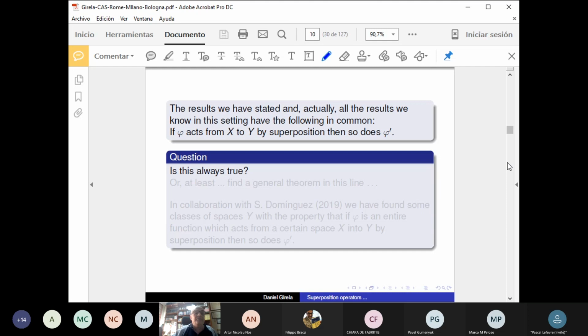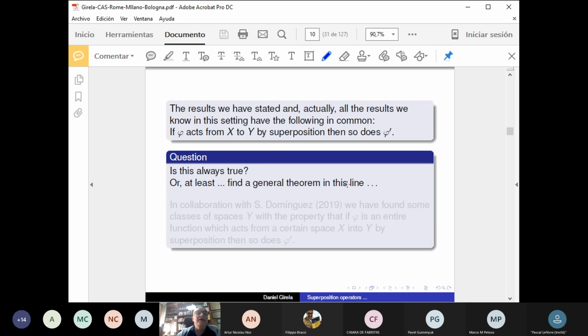So this is the question that, after this meeting, I started thinking about, and I had a student who was working on his PhD thesis, and we started working with him on this question. So the first question is, is this always true? Or maybe this is something that we haven't been able to prove, but then we decided at least to try to prove some results like this, to try to find a general theorem in this line.